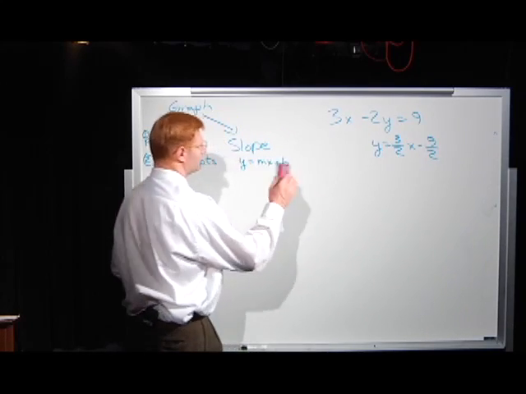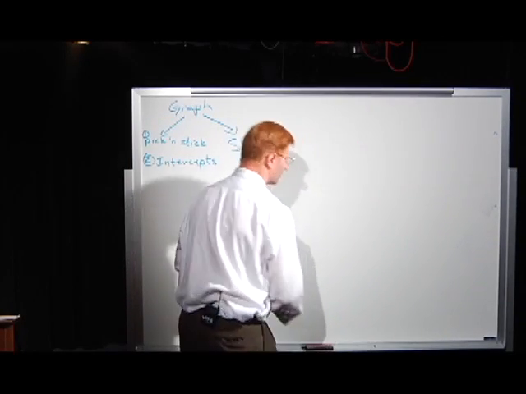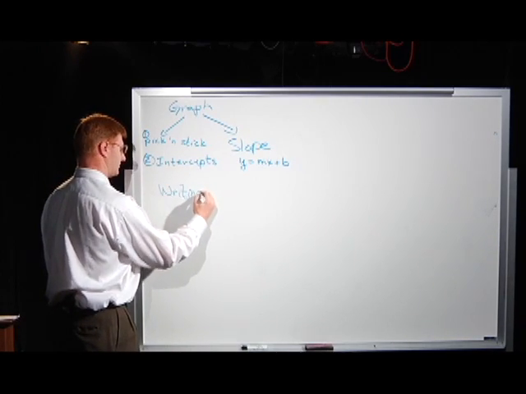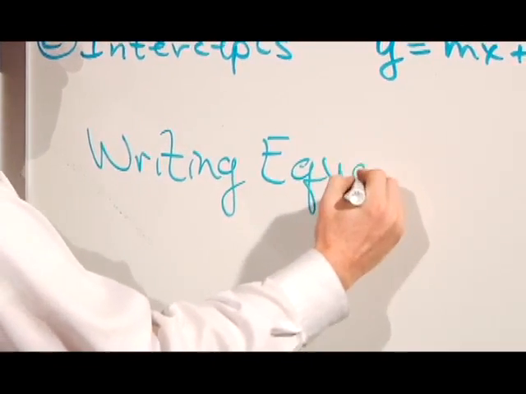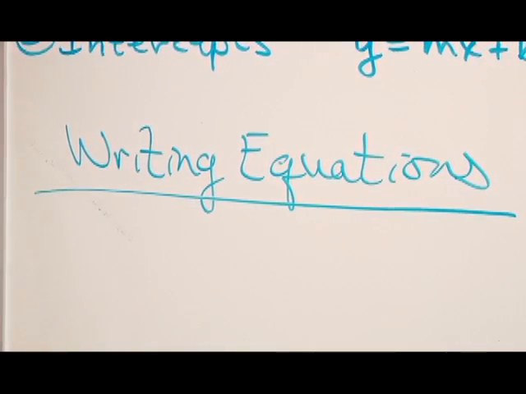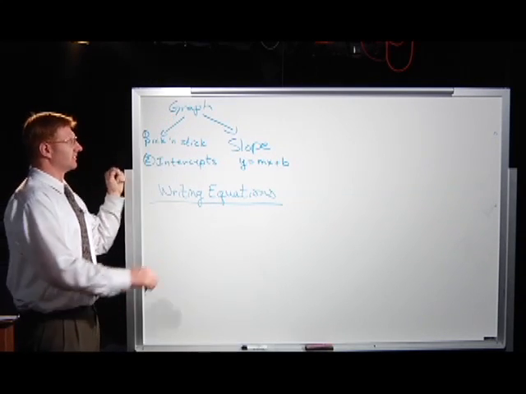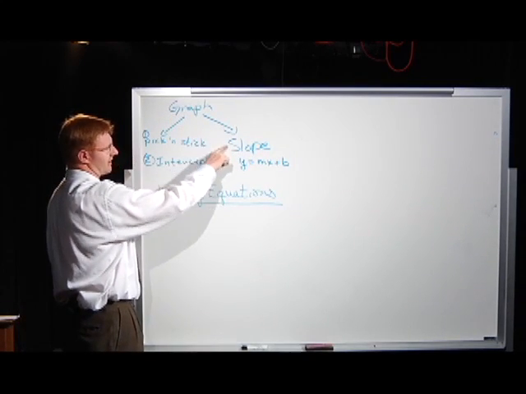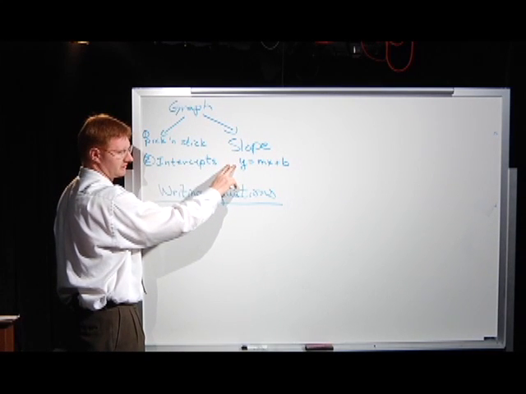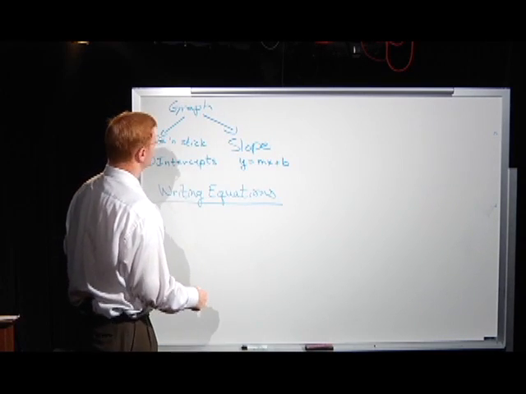The reason I keep doing this over and over is that when you are writing equations of lines, you're going to be going exactly backwards of what you did here. Developmental process for graphing with slope: find the slope, find a point. From the point, move up and over, and you draw your line.